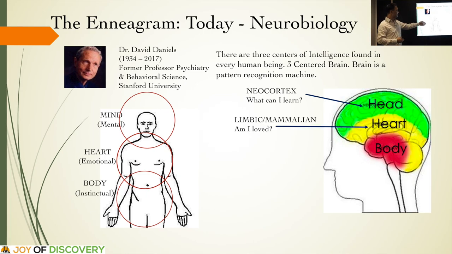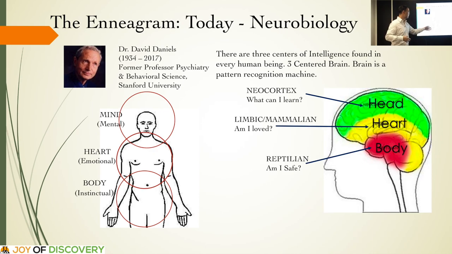The next is the heart center. It's linked to the emotional center. It's sort of the limbic and mammalian brain, and all mammals have this. It's linked to the question, am I loved? And the body is the instinctual center down in the belly. It's called the reptilian brain, and it's linked to how you feel safe in the world.